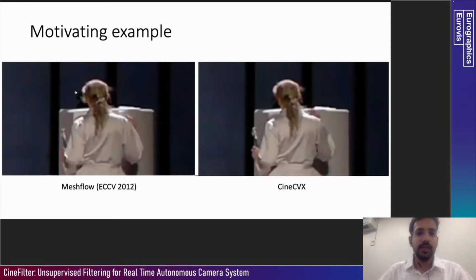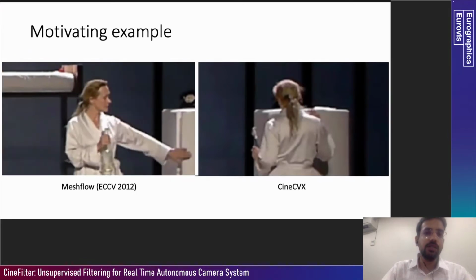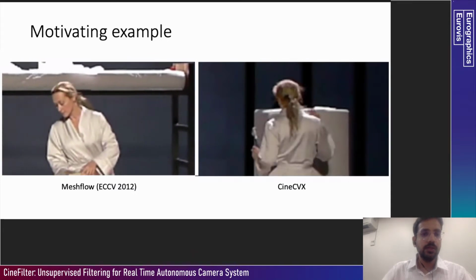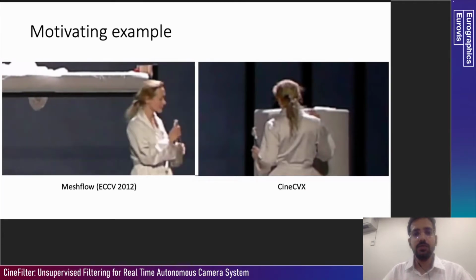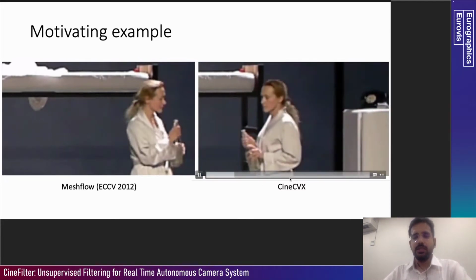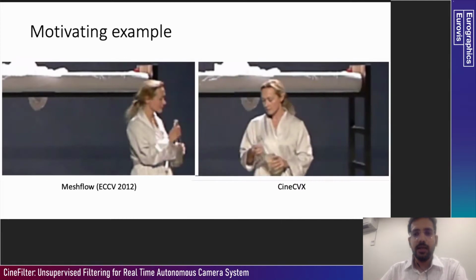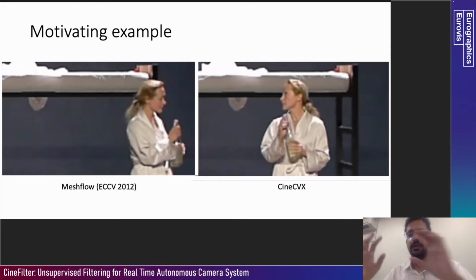So I'll just give you another example. This is MeshFlow, an ECCV paper. This is also for stabilization. See, the stabilization is much smoother than a random thing, but you will see a lot of jerks in the trajectory if you carefully look. There are minor jerks when the camera moves, and this is a behavior which is not desired. And this is the output of one of our algorithms called CineConvex. It's much more stable, and especially when the actor is static, the camera is perfectly static.